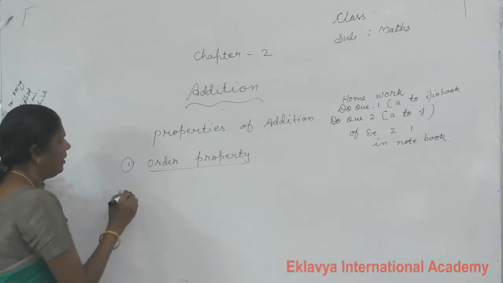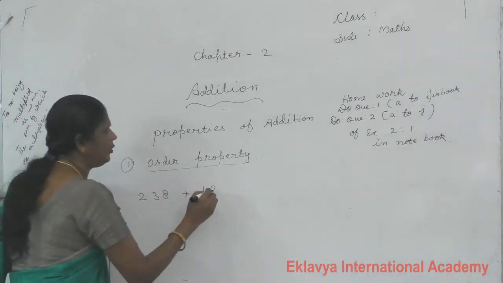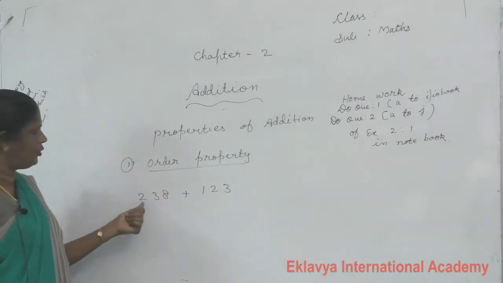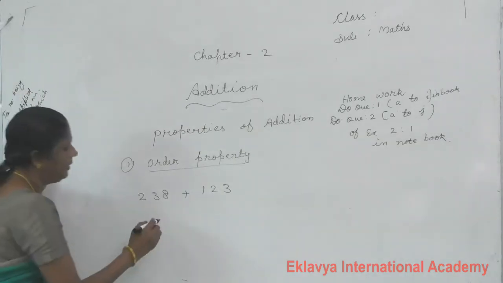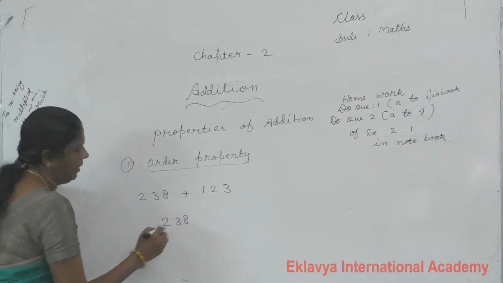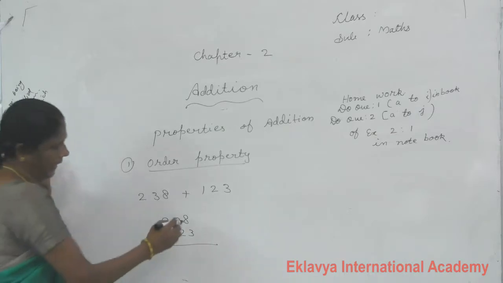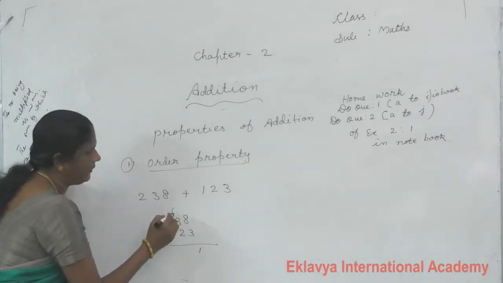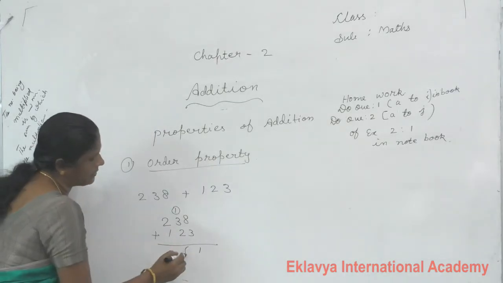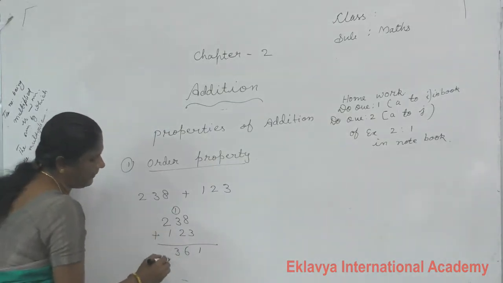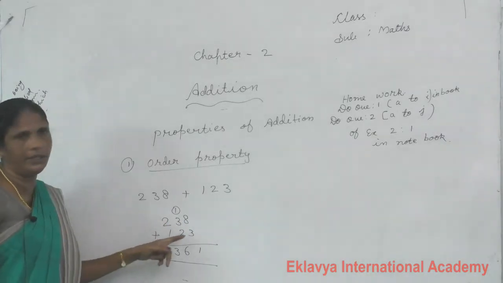Example: 238 plus 123. First we add 8 plus 3, 11, carrying 1. Then 3 plus 2, 5, 5 plus 1, 6. Then 2 plus 1, 3. So first I take 238 plus 123.